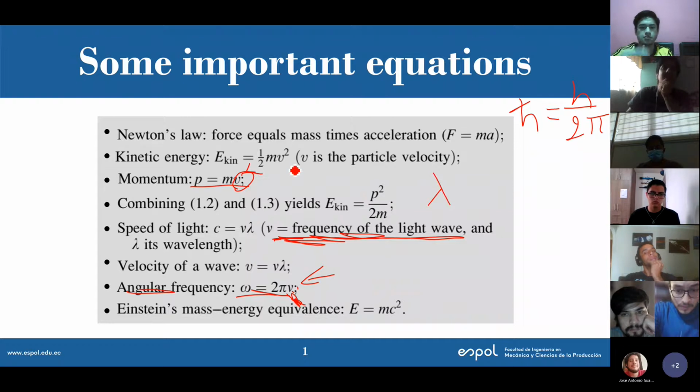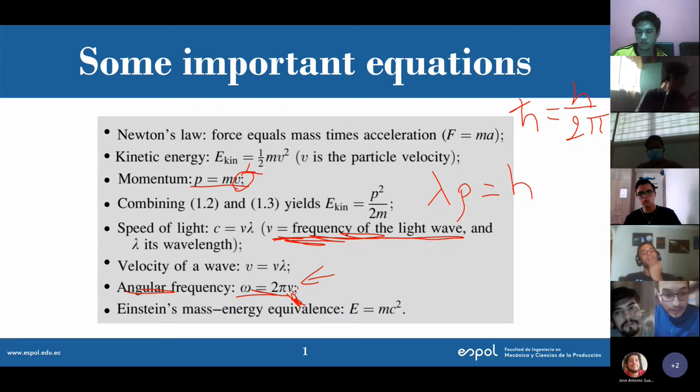Remember that the wavelength times the momentum is equal to the Planck's constant. What else did I miss? I think that's pretty much it, because we have everything else here, or at least I mentioned most of it.